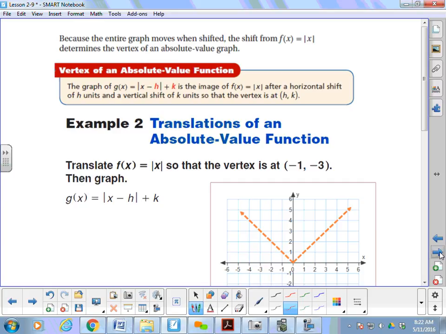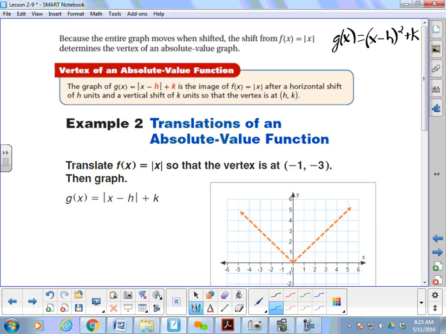The vertex of an absolute value function. So here's that vertex form. We did it with quadratics. If you remember when we were working with the quadratics, it looked like this, that we would say that g of x was x minus h squared plus k. Do you remember that now? Remember seeing that? Maybe, maybe not. All right?